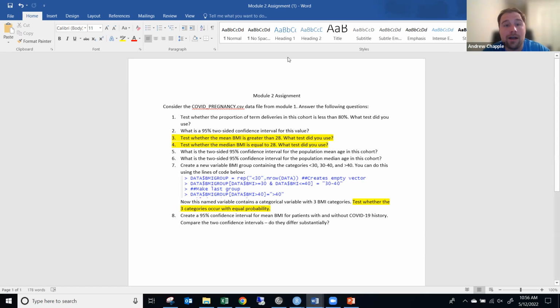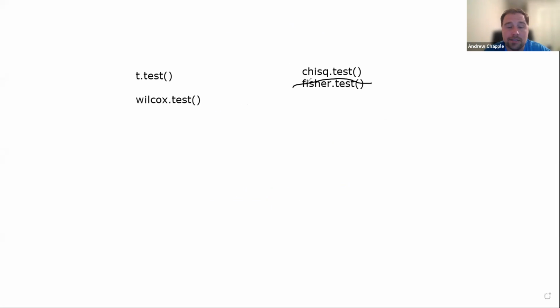Just to point out, I really want to make sure and empower you all to do this. All you need to use, we actually didn't cover this yet, is 3 tests. You need to use this test, and this test. That's 3 functions. That's all you'll need to do to answer this homework assignment.